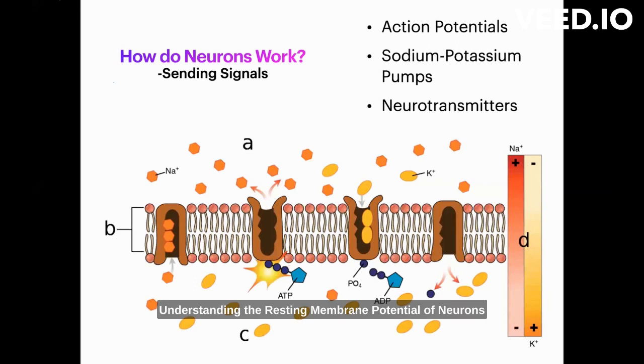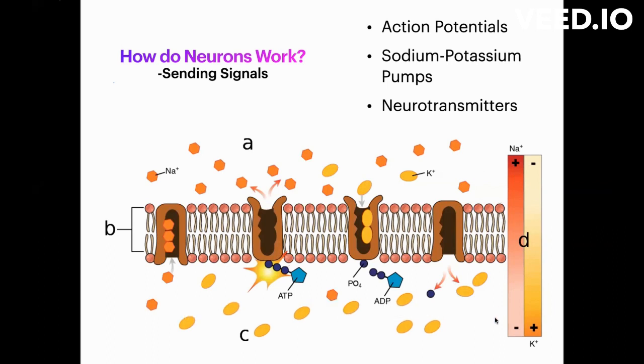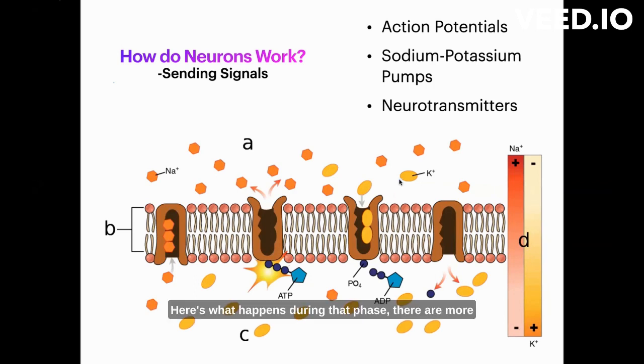Understanding the resting membrane potential of neurons. Neurons tend to have a negative concentration gradient, which indicates that there are more positively charged ions outside of the cell than inside. This state is referred to as the resting membrane potential. Here's what happens during that phase. There are more sodium ions outside than inside the neuron, and there are more potassium ions inside than outside the neuron.